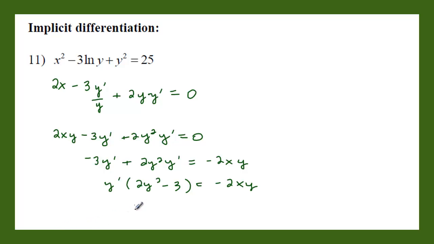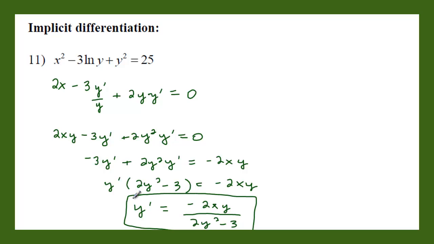And now solving for y prime, by dividing we have y prime is equal to negative 2xy, and that's all over 2y squared minus 3. Okay, so just like every other implicit problem that we've done, the only thing that you're going to have to now know how to do in addition to the previous types of problems is knowing how to find the derivative of natural log of x and natural log of y.